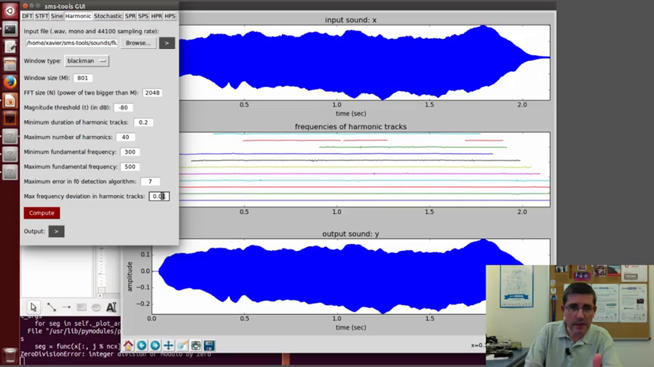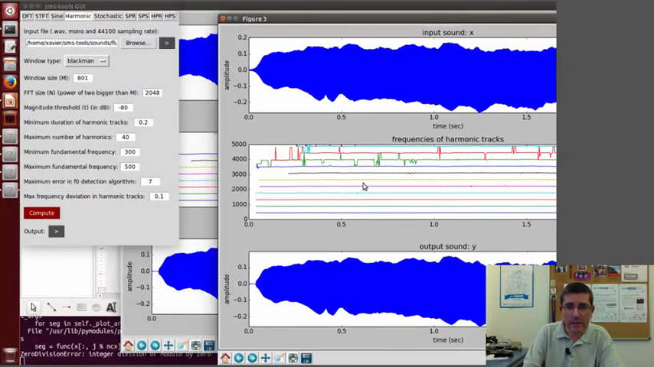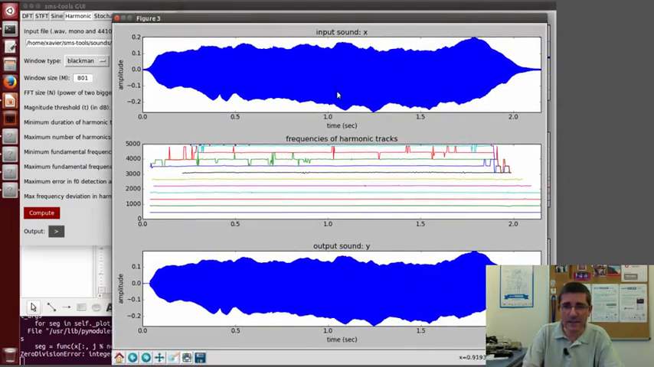So, for example, if we put 0.1 here, and we compute it again, yeah, now we are allowing these higher harmonics, which are very unstable, to appear more. But of course, all these jumps are not really that good. So that means that these harmonics are not really stable, so they are really buried into the noise or this breath that we also hear.